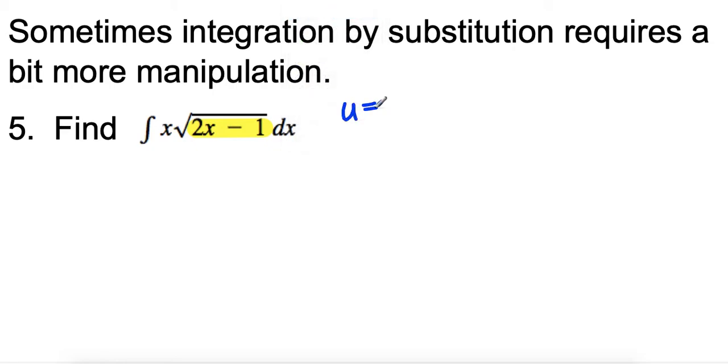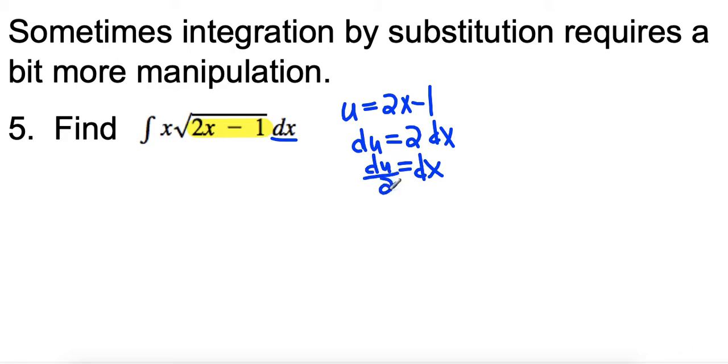So u is going to be 2x minus 1, which makes du 2dx. Now we don't have a 2dx in the problem, we just have a dx, so we're going to divide both sides by 2. So we get dx equals du over 2. So that's going to take care of this piece and this piece. So we can plug in our u and we can plug in our du over 2. But notice we still have an x in the problem over here.